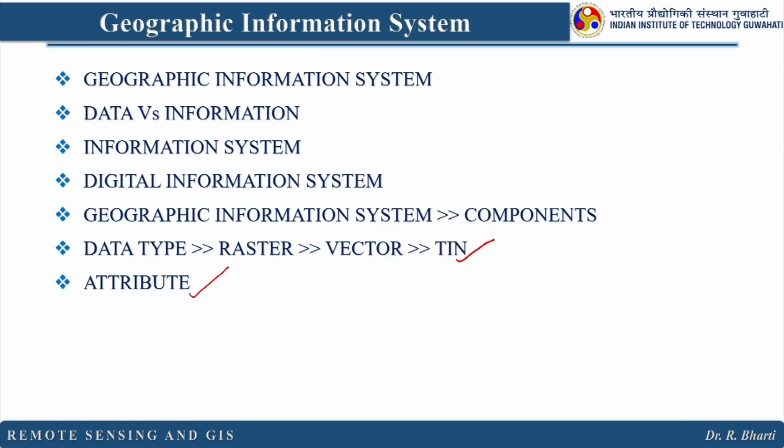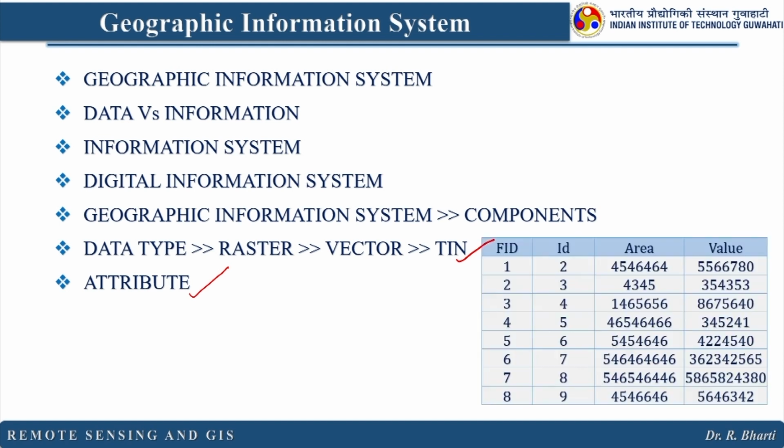And the next topic which I have covered was attribute. All these data sets, raster, vector or TIN, can have an attribute table attached to the main file. An attribute table may look like this, where you have many other parameters apart from FID and ID, right. Here you can use this table to interpolate or to extract the information you want.